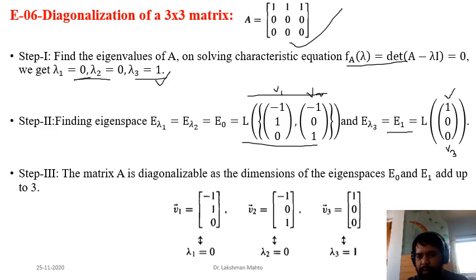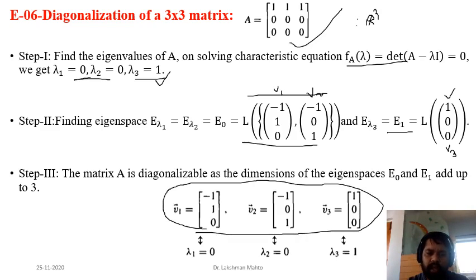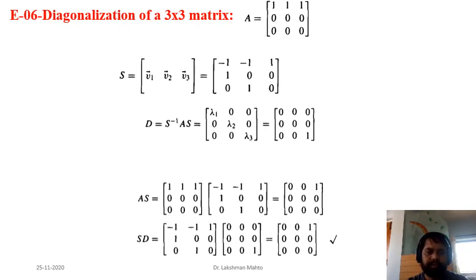Now we take these v1, v2, v3 and concatenate them together. v1 and v2 are associated with eigenvalue 0, and v3 is associated with eigenvalue 1. So we have three vectors, and A defines an operation over R3. These three vectors are linearly independent, so v1, v2, v3 form an eigenbasis for R3. Once it forms an eigenbasis of R3, now we will construct the matrix S.